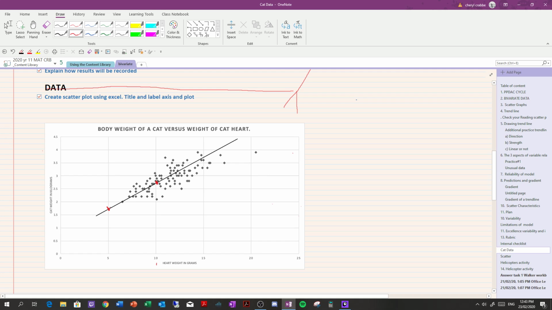Everybody's probably going to choose different points, so everybody's going to get a little bit different gradient, because these are estimates. You just have to show that you understand how to calculate it and how to interpret a gradient of this line. So then I'm going to figure out what the rise and run is here.